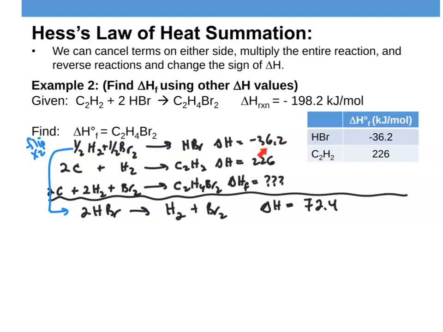and I changed the sign because I had to flip the reaction, right? So I did 2 operations on that. I flipped it and I doubled it. And again, I did that because I want 2 HBr as reactants. So I made it so there's 2 HBr as reactants. Here I have C2H2 as a product. I want it to be a reactant, so I need to flip that.